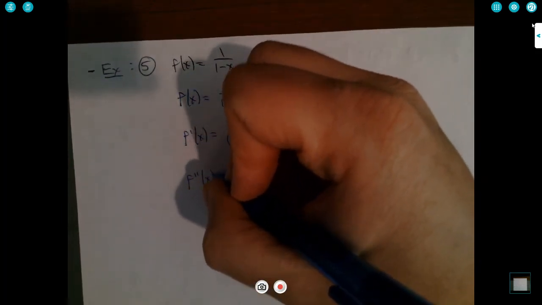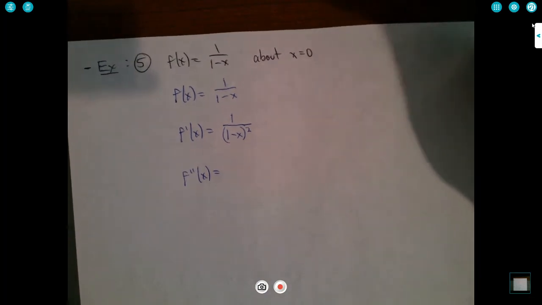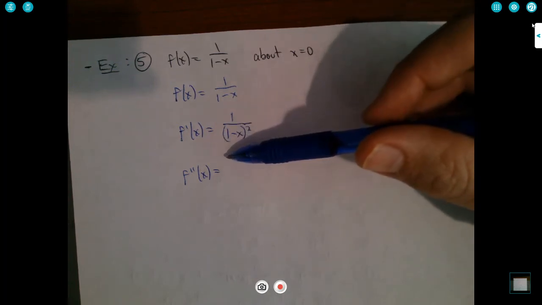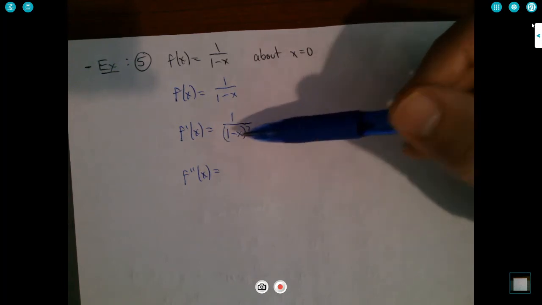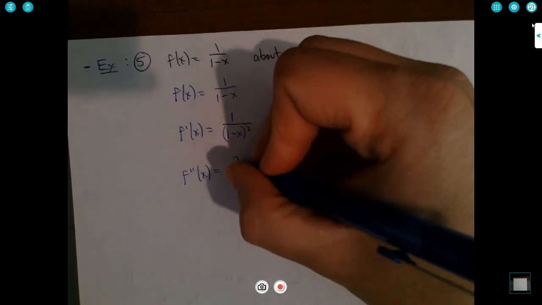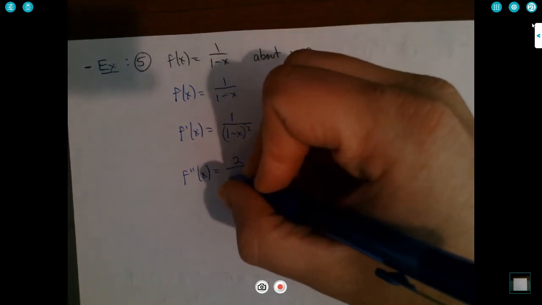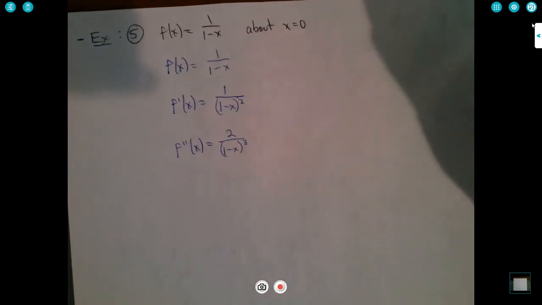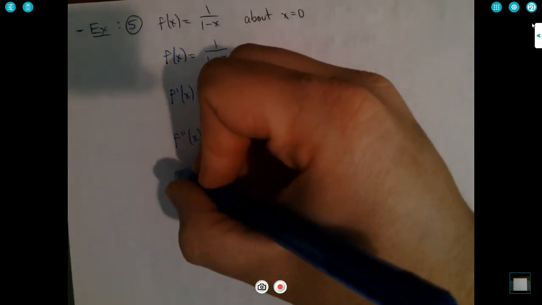I wonder if that sort of pattern continues. Let's see. So this is 1 minus x to the negative 2. So the derivative is going to be negative 2 times 1 minus x to the negative 3 times negative 1. So it's actually going to be a positive 2 over 1 minus x cubed. So yeah, I think the negatives are always going to end up canceling off.